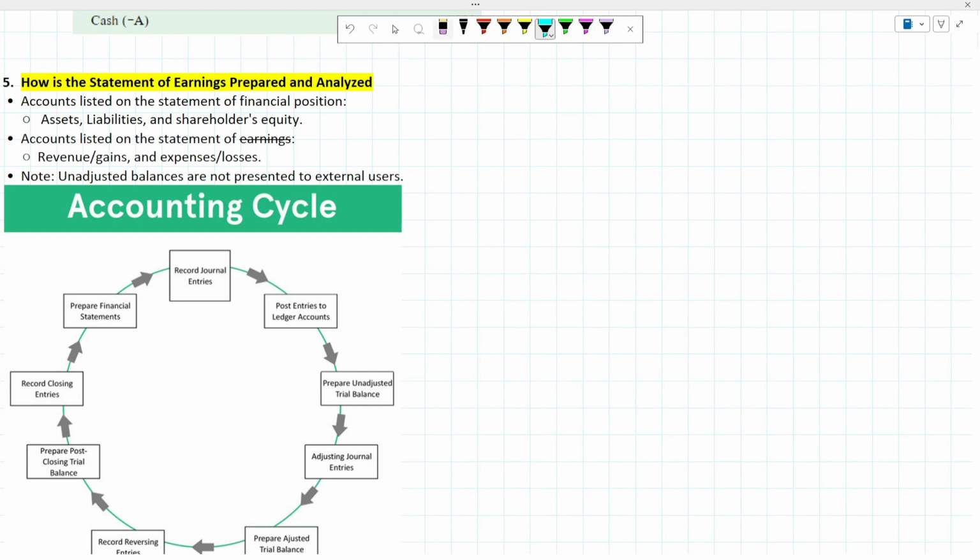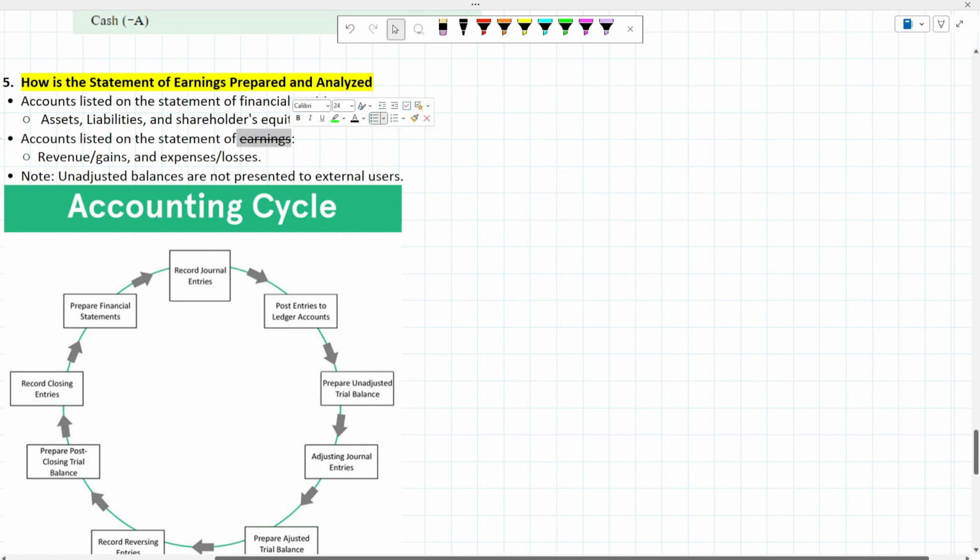I'm not too sure why there's a line on earnings. There shouldn't be any, so don't worry about that. Let me just see if I can remove it.